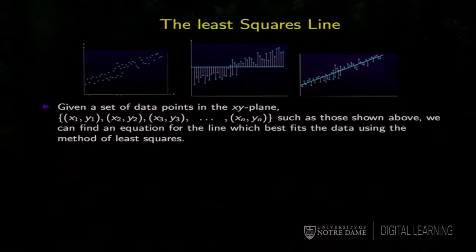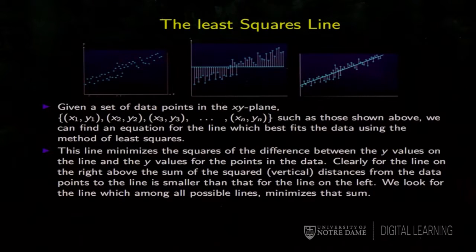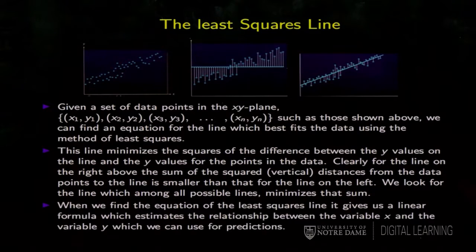Given a set of data points in the plane, let's call them x1, y1 down as far as xn, yn, such as those shown above, we can find an equation for the line which best fits the data in the sense that the square distances between the points and the line are minimized. That's called the method of least squares, and this line minimizes the squares of the difference between the y values on the line and the y values for the points in the data. That would be the squares of the lengths of the lines shown above joining the data to the line. So we're going to look for the line which, among all possible lines, minimizes the sum of those squares. When we find the equation of the least squares line, it gives us a linear formula which estimates the relationship between the variable x and the variable y, and then we can use that formula for predictions in the future.